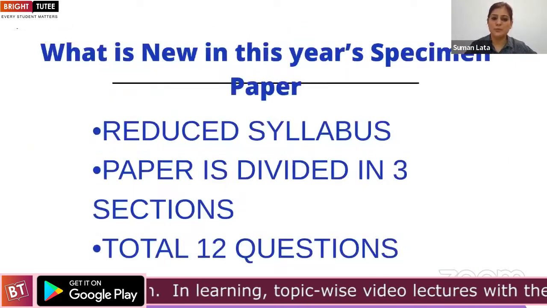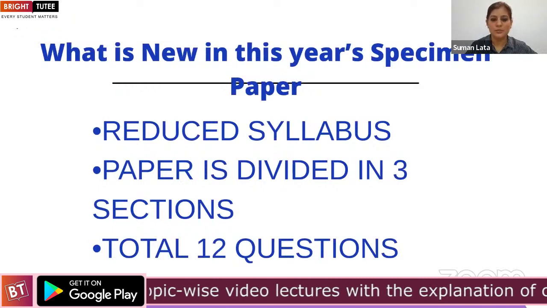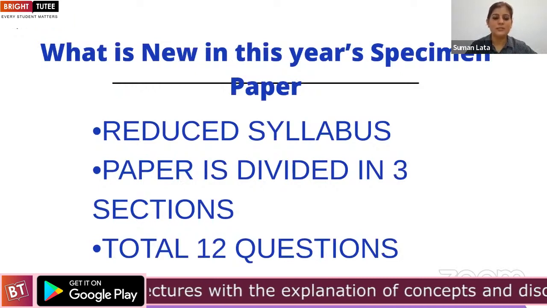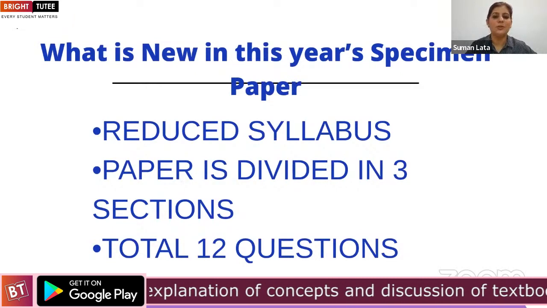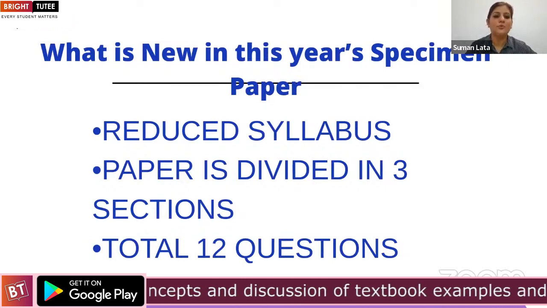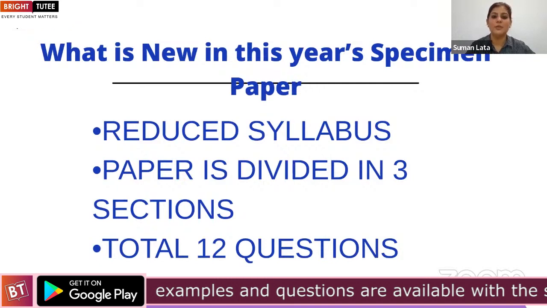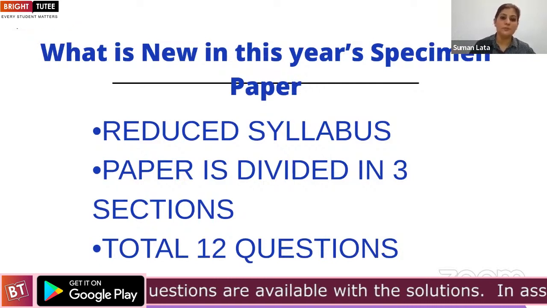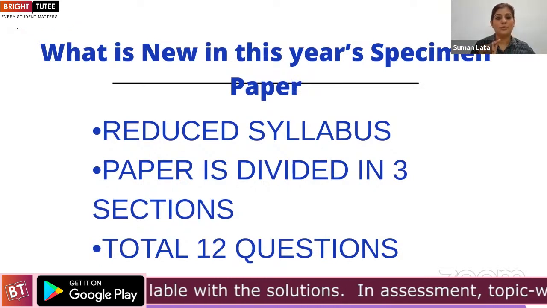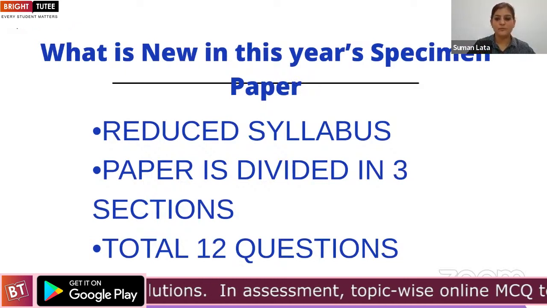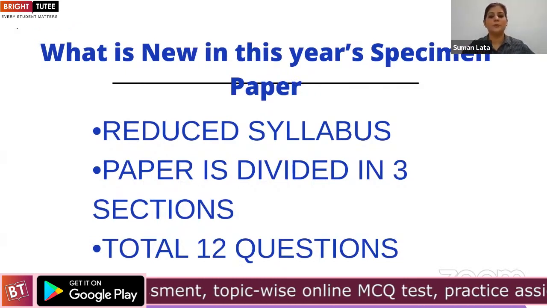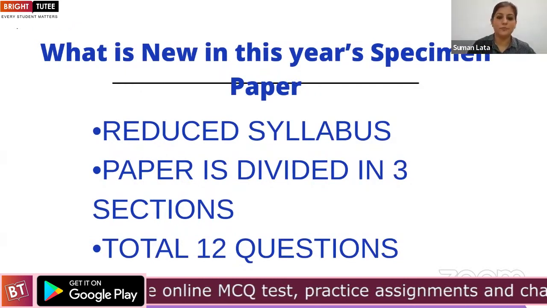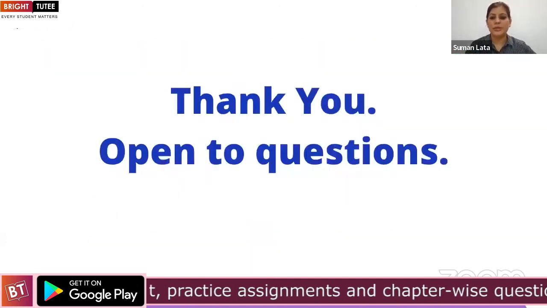And what is new in this specimen paper: reduced syllabus. The paper is divided into 3 sections, section A, B, and C, and a total of 12 questions are there. Only 12 questions. Very limited syllabus. Even if we are at zero today and start from zero, we will be able to score 100. Follow the pattern. Thank you.